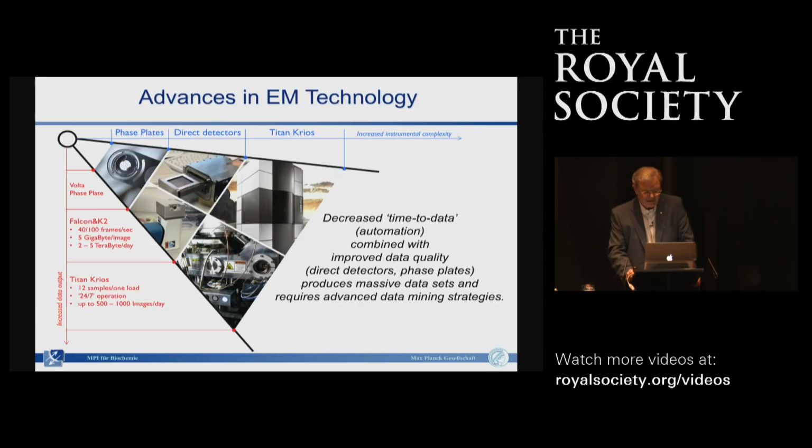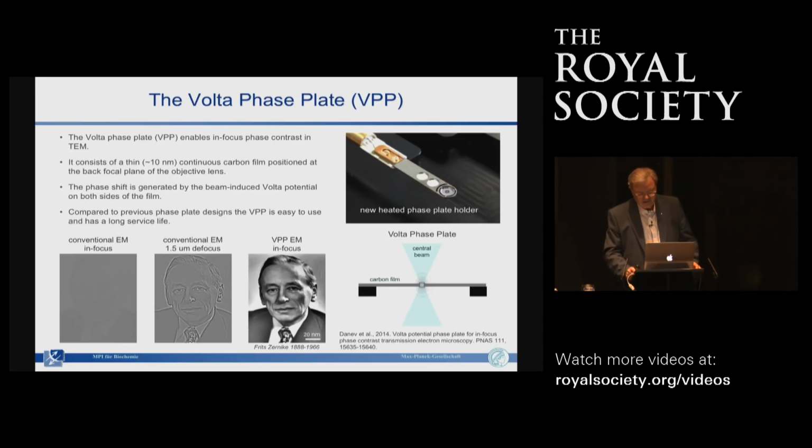Now, I think the direct detectors, I mean, were game-changing in the sense they are much better detective quantum efficiency. You can collect data in a movie mode, as many of you will know. We can correct for motions. And last but not least, I would like to mention the faceplate that was developed by Radostin Danev in the lab. A little device that is put in the back focal plane of the objective lens. And it allows, I mean, it acts similarly to the Zernike faceplate in light microscopy.